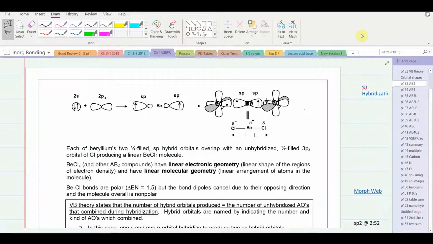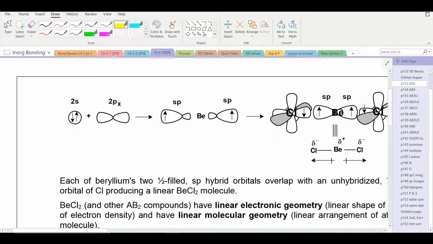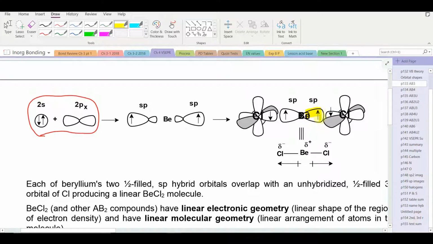On page 133, there's an attempt to show what's actually happening during the hybridization. So here is the full 2s orbital of beryllium and an empty 2px orbital of beryllium. We say that these will mix together, hybridize, and form 2 new orbitals, each half-filled. These are the hybridized orbitals made by combining an s and a p, so we have 2 of these sp hybrid orbitals. Now push them together so they overlap, their small lobes overlap over beryllium, and you'll see what this looks like. This is the shape of the 2 sp hybrid orbitals that are half-filled in beryllium.